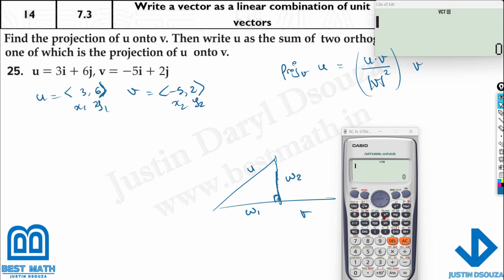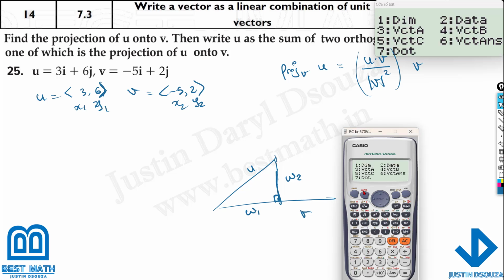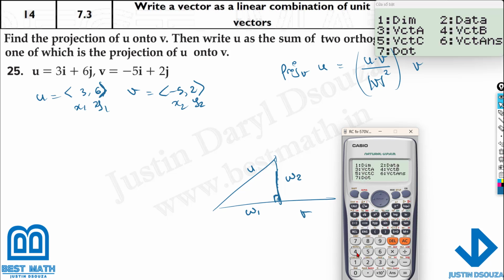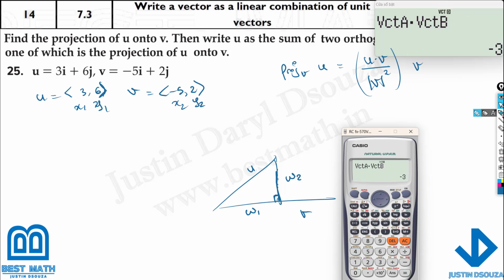You can just put everything, solve the value and multiply it with v. But other than that, I will tell you solving individually gives you more detail and generally the options will be like that. I will show you how to solve it individually. Just do u dot product v now. Shift phi dot product of u, that is option 3, shift phi 7 is for dot product, shift phi 4. What's the dot product? It's -3.